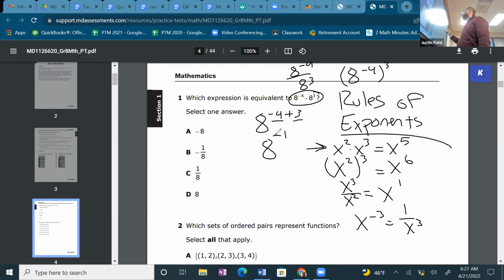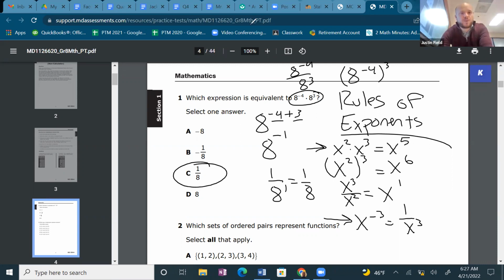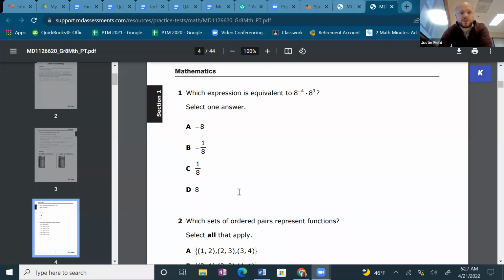Now, 8 to the negative first is correct, but I don't see it in these choices. So now we need to use that last rule of exponents. If we have a negative exponent, we can write it as 1 over the positive exponent. So 8 to the negative first is 1 over 8 to the positive first, which is just 1 over 8. An exponent of 1 does not have to be written. And the answer is C. All right. So there you go. That's one topic that you'll see on the MCAP, the rules of exponents.